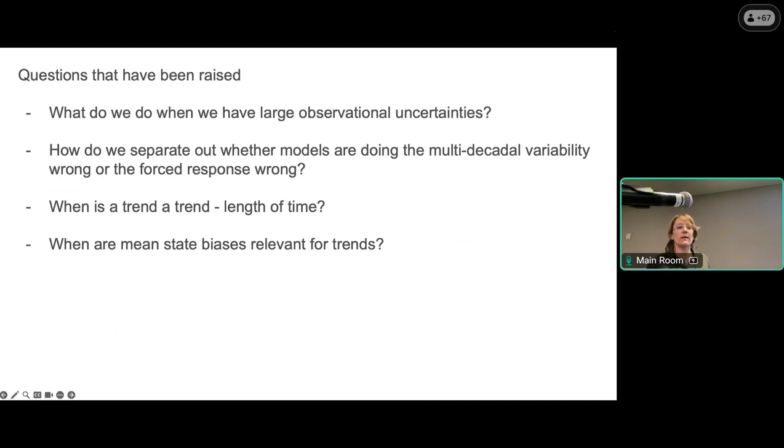And then also came up mean state biases. We've evaluated our models based on the mean state for a long time. The question is, how does that interface with looking at their fidelity in these signals that we're seeing? And emerging constraints is obviously one way that the community has tackled this, but it'd be great to have a discussion about how we might continue to interface these two things. So that's our summary. And we now open the floor up to questions or feedback, what people think about the discussion yesterday or these questions. I'm happy to hear your thoughts.